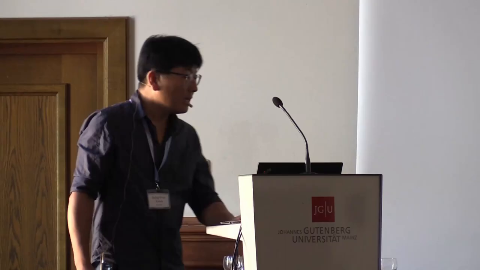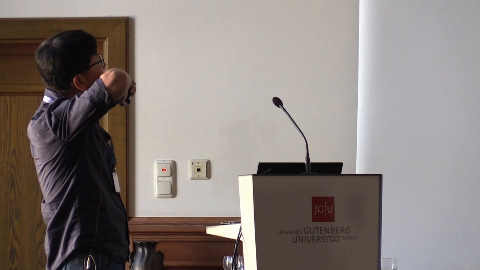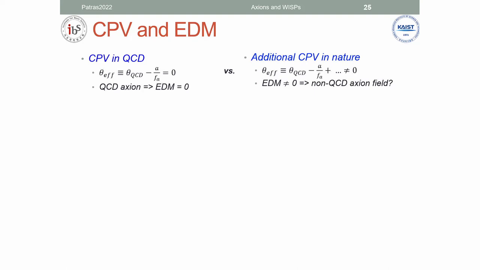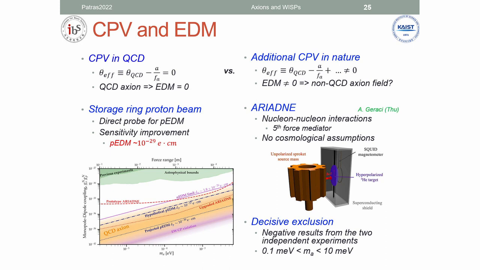So here's one remark that I want to mention. There is CP violation in QCD. The axion field basically cancels this QCD term out, so the effective theta term goes to zero. In other words, in the presence of the axion, the electric dipole moment basically vanishes. However, if there is additional CP violation in nature, there must be an additional term here, and this is not going to be zero anymore, which means the EDM is not going to be zero. This indicates the existence of a non-QCD axion field. That's why the measurement of the EDM is important.